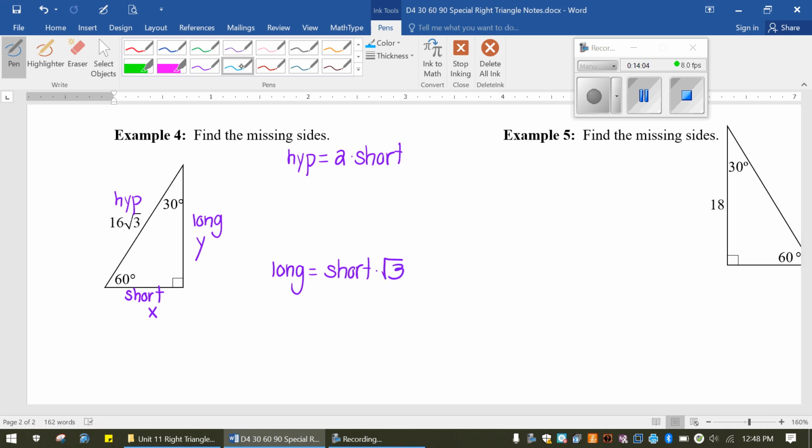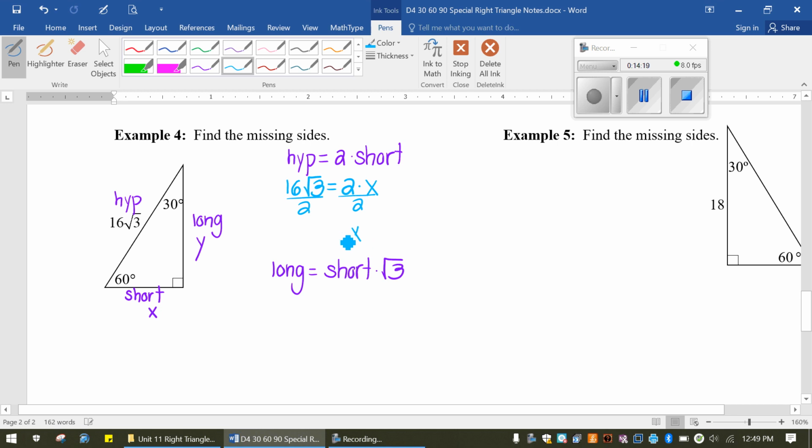So we've got hypotenuse, so we have to start with this first formula. 16 root 3 is 2 times short, which I labeled x because there wasn't a label there on it. And if you divide by 2, the numbers outside here are going to divide to give you 8 root 3. So this is my short leg.